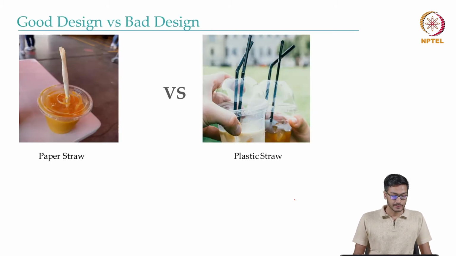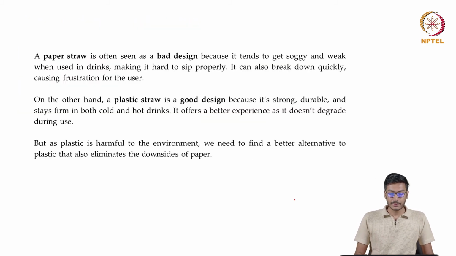Another example we have is the paper straw versus plastic straw debate. The paper straw is often seen as a bad design because it tends to get soggy and weak when used in drinks. It makes it hard to sip properly and it can break down easily, causing frustration. On the other hand, the plastic straw is considered a good design because it's strong, durable, and stays firm in both cold and hot drinks, offering a better experience as it doesn't degrade during use. But as plastic is harmful to the environment as well, we need to find a better alternative to plastics that also eliminates the downside of paper straws.